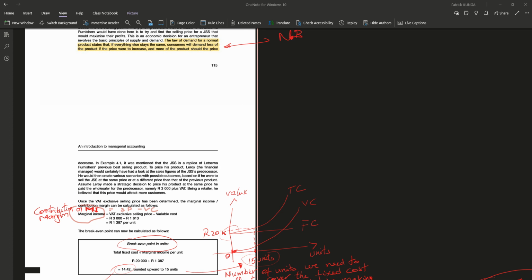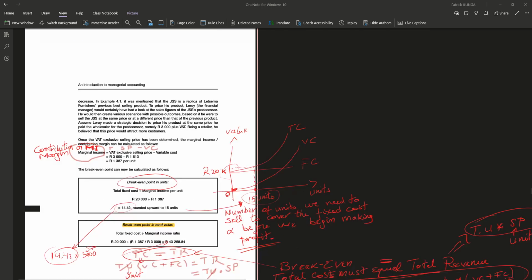Now that we have the price, what can we now get out of this price? Once we have the selling price, we can use it to find the marginal income. We will take the selling price of 3,000 minus the variable cost or the marginal cost, and that would give us the marginal income. So as you can see, we determine the marginal cost in the first step. In the second step, we determine the marginal income, and finally, the break-even points can now be calculated.